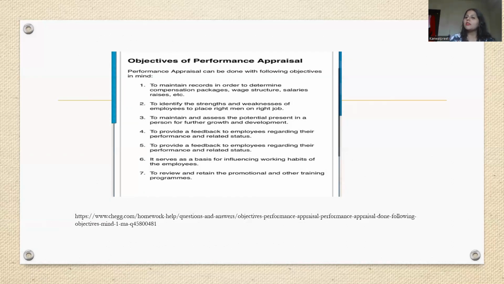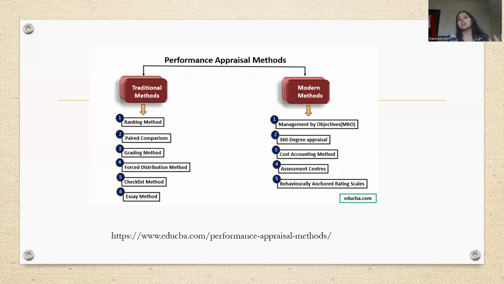See, the question was only about appraisal, but what I've tried to do is give you all the concepts related to performance appraisal, because tomorrow the question will not be only on the meaning, it can be on the methods, it can be on the objectives, or why we do appraisal. Now traditional methods: we have the ranking method, the paired comparison method, the grading method, the forced distribution method, the checklist method, and the essay method. Modern methods: we have management by objectives, 360-degree appraisal, the cost accounting method, assessment centers, and the behaviorally anchored rating scale.